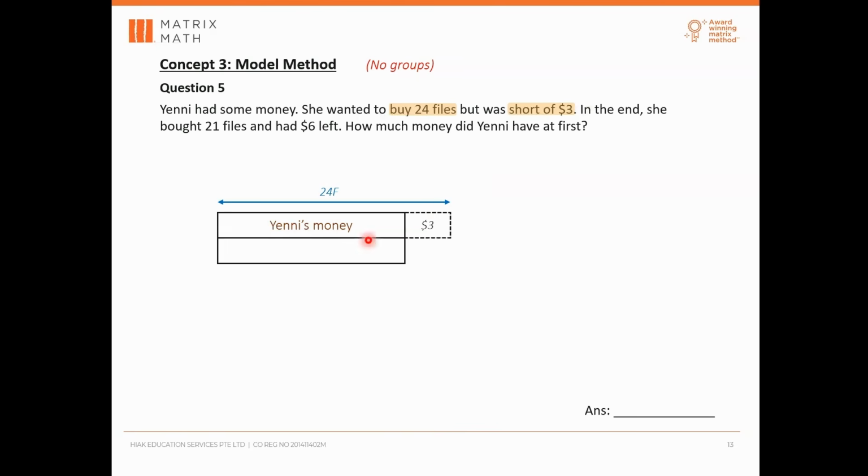In the second scenario, she bought 21 files and had $6 left. Now the question is, is that $6 part of the original money that she has? It is, because it's what she's left with. It's not what she needs, but what she's left with. So you cut out from what she has. Cut out $6. This is what she's left with, part of her original money. So where are the 21 files? The 21 files are over here, this part of her money.